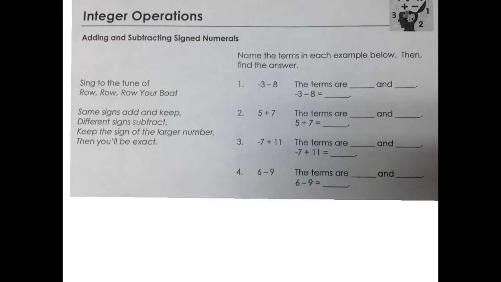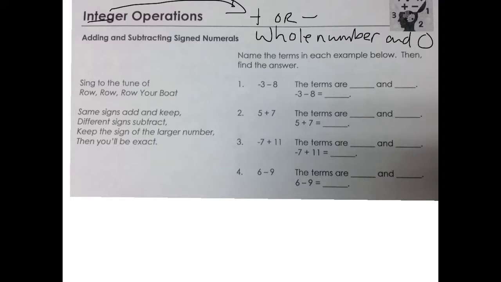Alright, integer operations. An integer is a positive or negative whole number. Okay, so that's an important word. It's a positive or negative whole number, and it also includes 0. We're first going to look at adding and subtracting these signed numbers or integers. Operations are adding, subtracting, multiplying, and dividing.